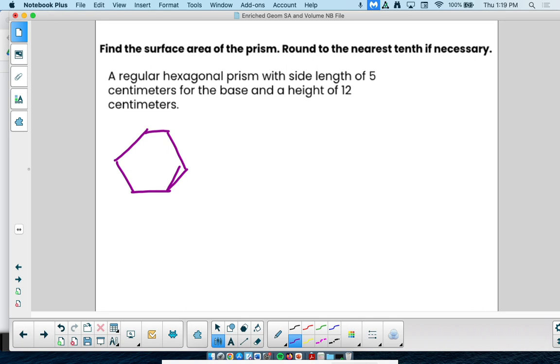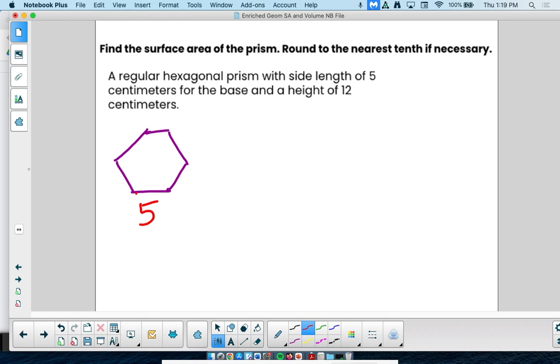She got a little weird over here. Try to fix that quick. Okay, so you have your base shape, right? And we know that it has an edge length or a side length of 5. So I know this is 5.